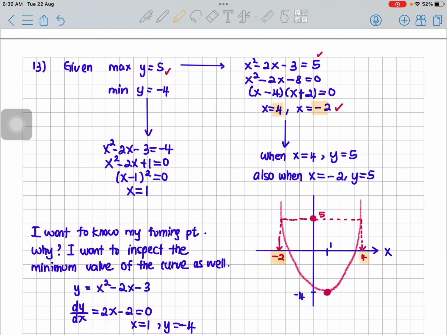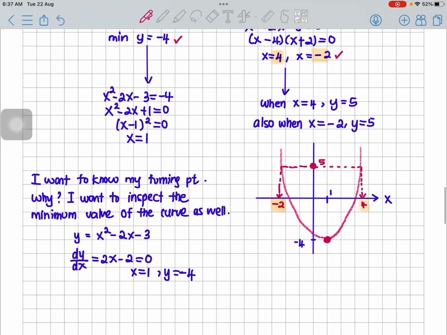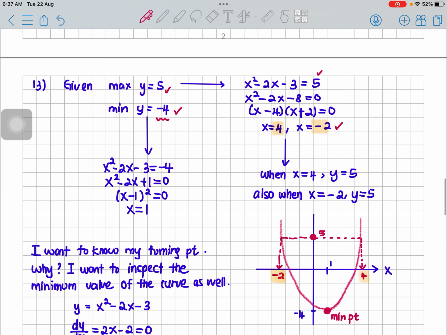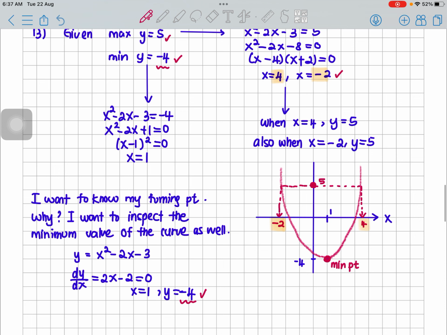Right? But they have also given me that the minimum y value is negative 4. What does it mean? I know when I did my turning point, it also gave a minus 4. So there are two minus 4s here. Are they the same? Of course they are the same. One is when you are getting your minimum point, and the other one is also my lowest y value. Is it the lowest y value in the sketch? You look at this, inspect your sketch. Is it the lowest y value? Yes. And that happens when my x is equal to 1.